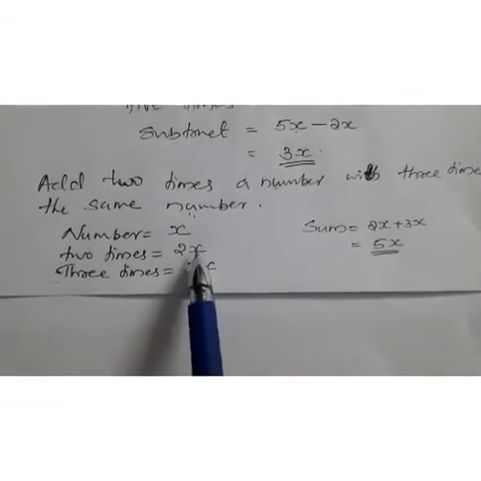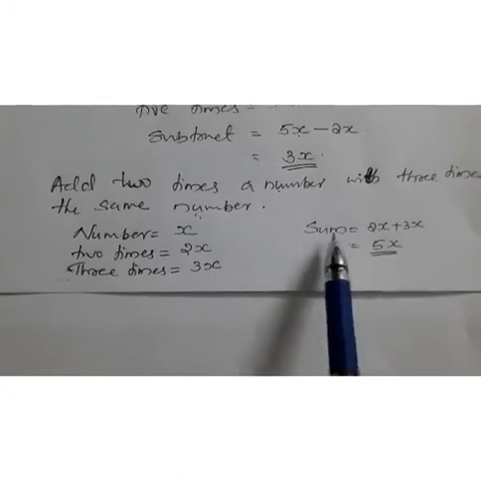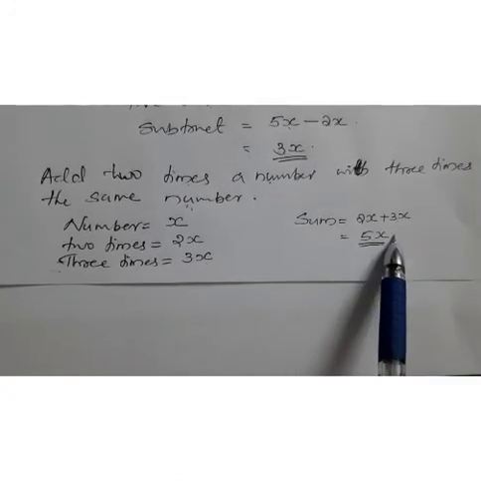So 2 times the number means 2x. 3 times the number means 3x. Then the sum of 2x and 3x should be taken as 5x.